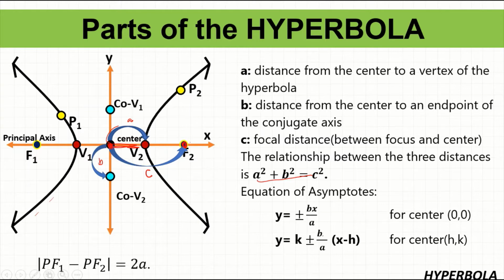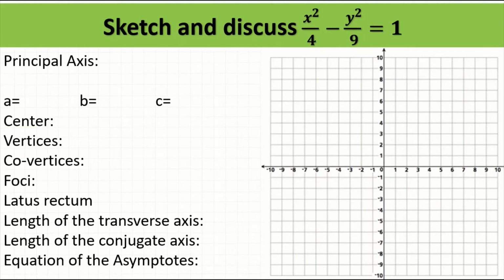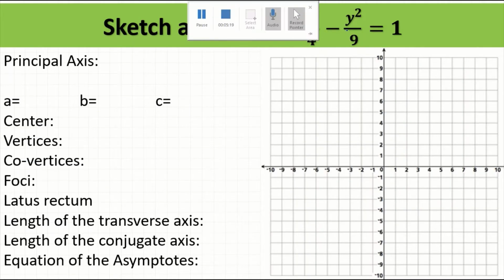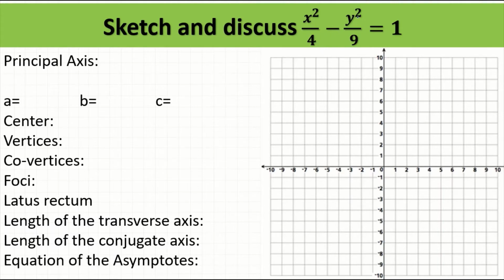So for us to understand this, let us have our first example. Sketch and discuss x squared over 4 minus y squared over 9 equals 1. So in here, let us identify the principal axis. Since the term x squared over 4 is the positive one, therefore the principal axis is on the x-axis.